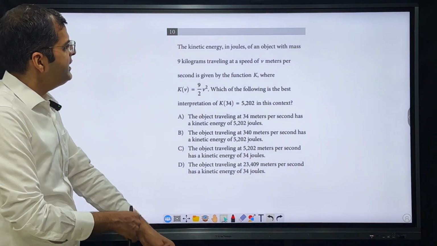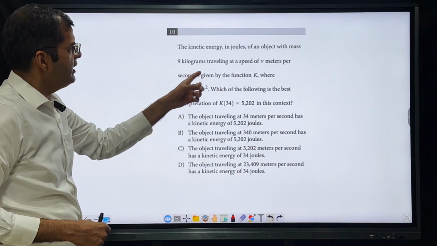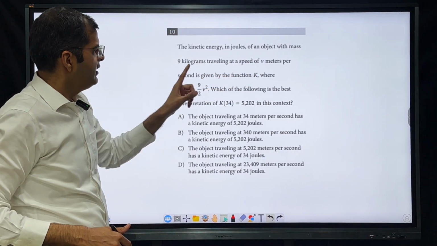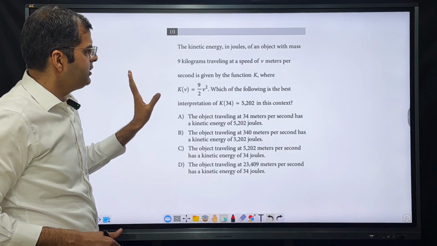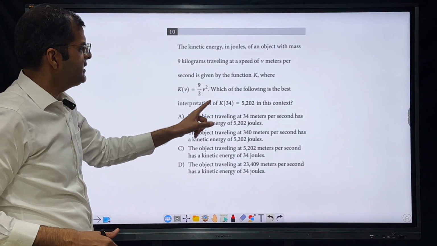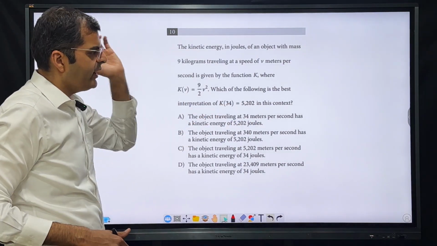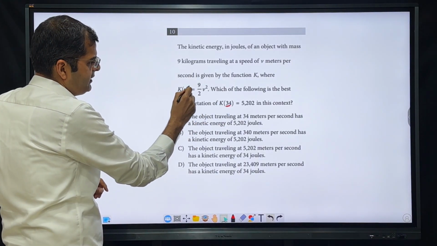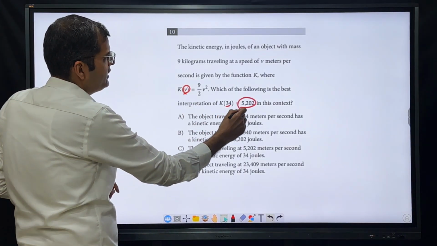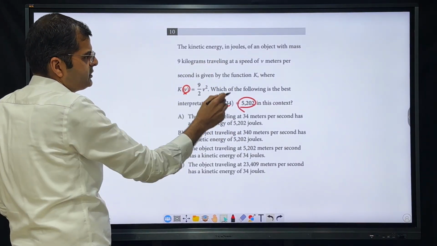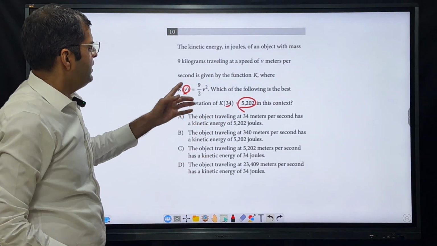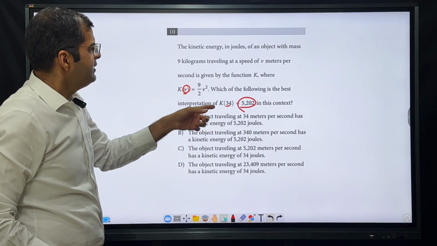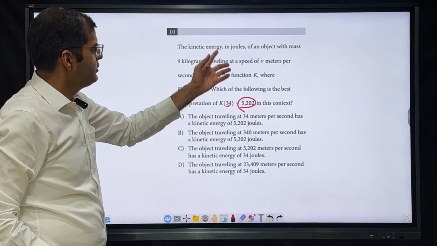Now this question says the kinetic energy in joules of an object with mass 9 kilograms traveling at a speed of v meters per second is given by the function k, where k of v is equal to 9 by 2 into v square. Which of the following is the best interpretation of k(34) equal to 5202 in this context? So in this context, 34 is the velocity and this 5202 is the kinetic energy, in joules.